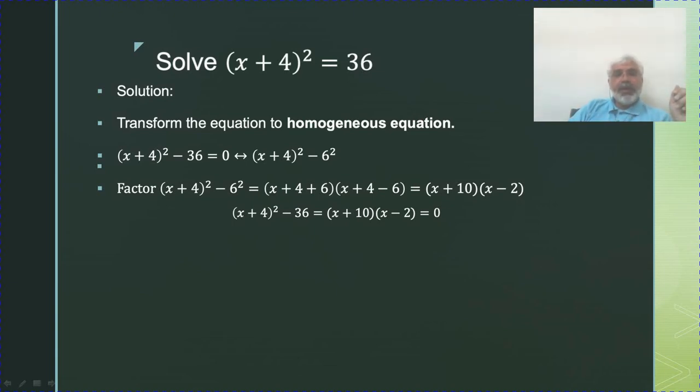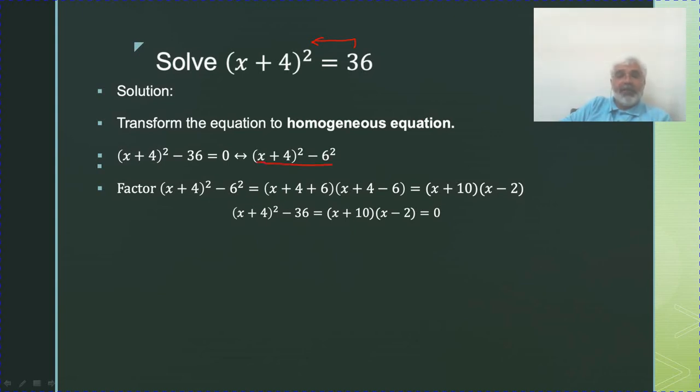Well, x plus 4 all squared equals 36. We said the first thing you have to do is to make sure that the right hand side equals 0. So it's very simple, just shift 36 from right to left, then it will be (x plus 4) squared minus 36 equals 0. Note that 36 is also a full square. It is 6 squared. So I can rewrite it as (x plus 4) whole squared minus 6 squared.